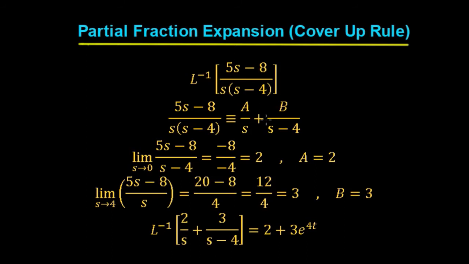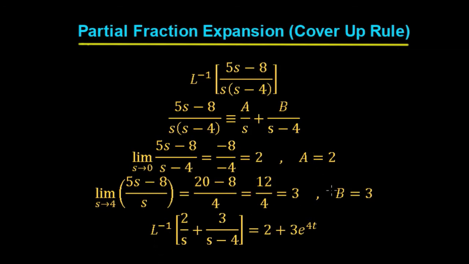Now let's look at the second one, b upon s minus 4. We cover up the s minus 4 and we're left with (5s minus a) upon s. Now we take the limit as the root tends towards 0. So that is s minus 4 equals 0, or s equals 4. So it's the limit as s tends to 4 of (5s minus a) upon s, which equals (20 minus a) upon 4, which equals 12 upon 4, which equals 3, so b equals 3.